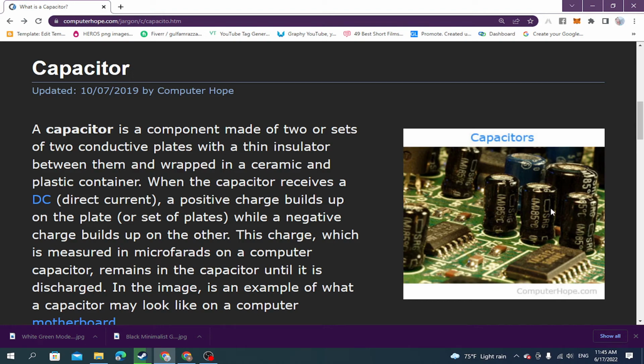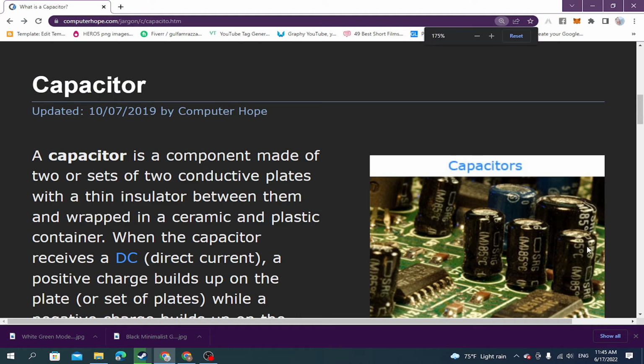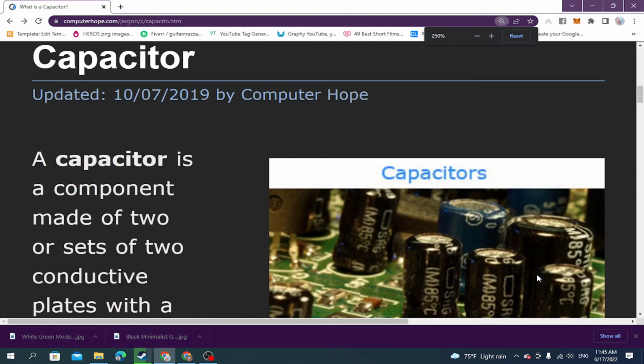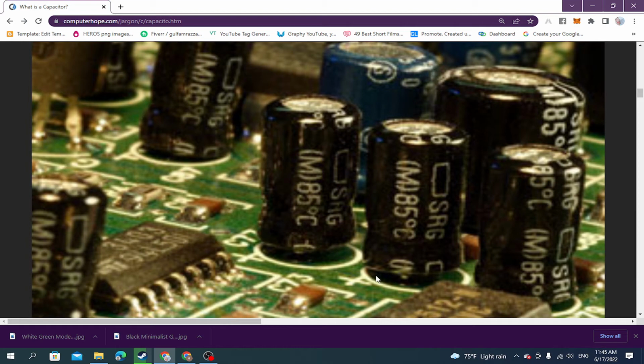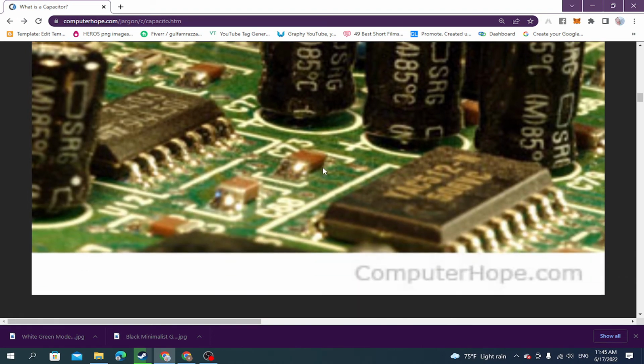Let me show you how capacitors look. These are capacitors in a computer. Its name is SRG M 85 degrees Celsius. Everyone is rated for 85 degrees Celsius temperature.